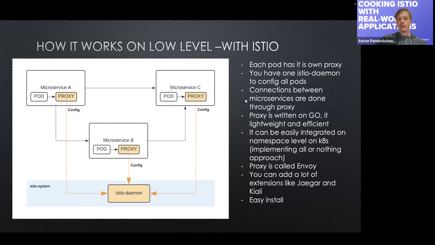It's really easy to install. You can download Istio, which comes inside an archive, and you can install it by applying special YAML files to your Kubernetes cluster. Or you can use a special tool called istioctl, which can install Istio to your cluster.